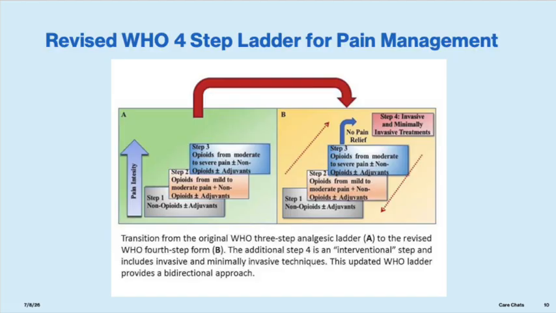And then step 4, if you go through all those steps and it's still not really helping, then you can explore invasive or minimally invasive treatments. And I'll give you some examples of what we mean by invasive or minimally invasive treatments. So things like nerve blocks or radiofrequency ablation, spinal cord stimulation, maybe even a local anesthetic administered into the spine, perhaps some surgery, or maybe disc decompression.